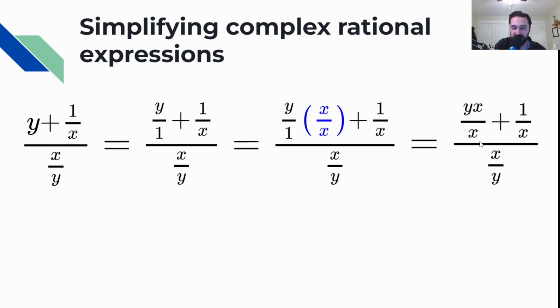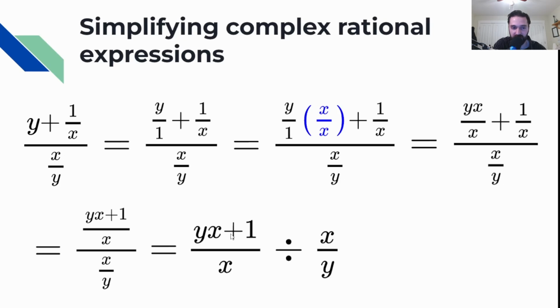So now we're ready to add the fractions in the numerator. All right, we get yx plus 1 over x. That whole thing is being divided by x over y. So we'll rewrite this as a division problem, just like before. And then we'll rewrite that as a multiplication problem. We're multiplying by the reciprocal of this second fraction here, so we just flip it like that.